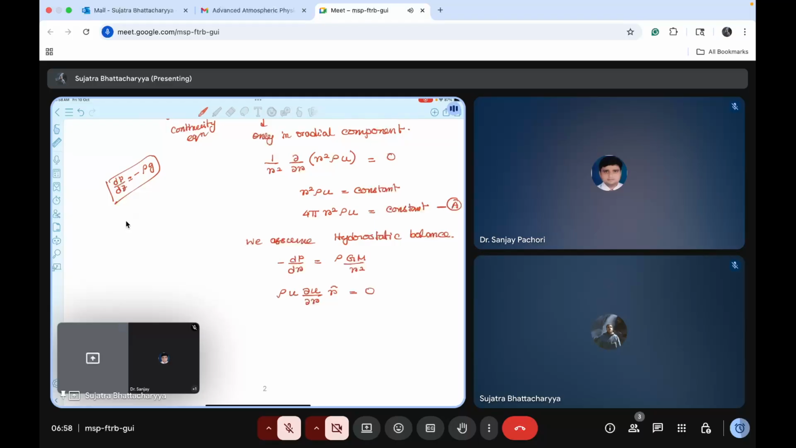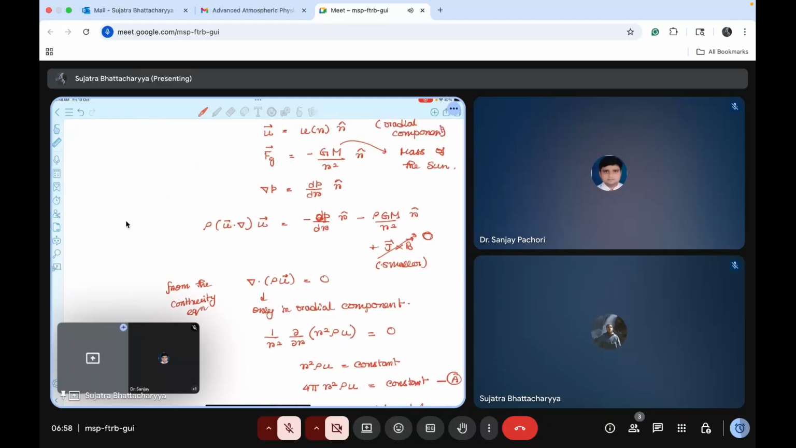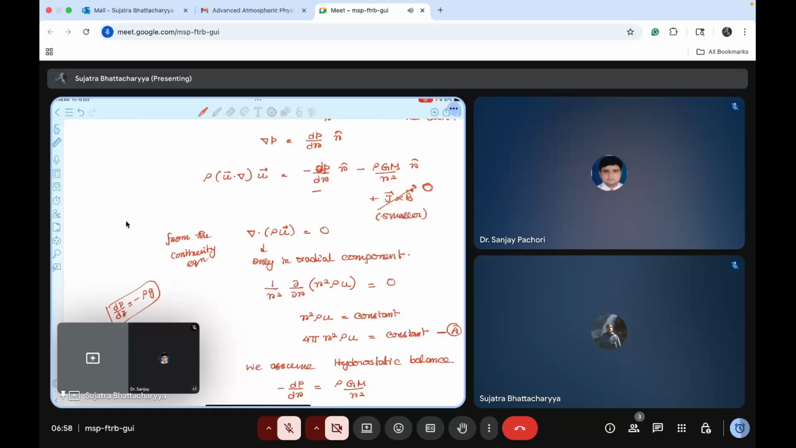Okay. Why are we writing this? u delta, because of this. See, after neglecting, I have skipped one step. So it will be what? Rho u. There's a graph. So only the radial component we are taking. And this is r hat, which is equal to minus dp/dr r hat minus rho GM by r squared r hat. Perfect. This is the equation which we will get.